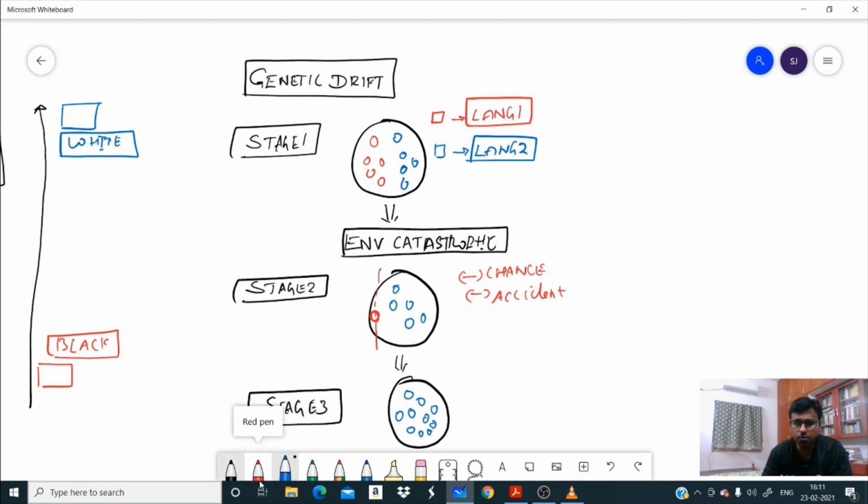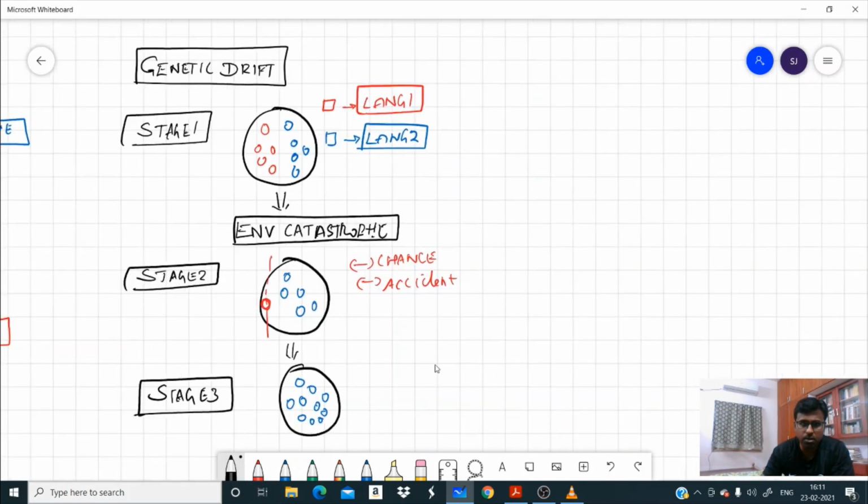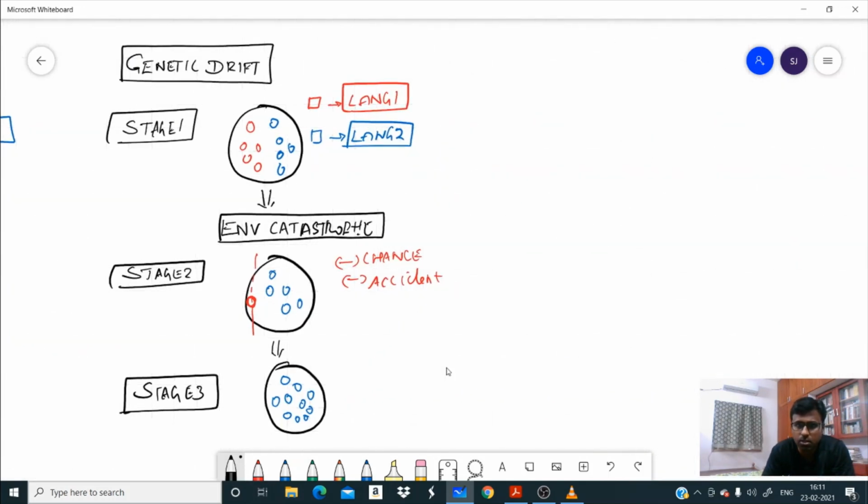If you see, this happened because of chance. And you should also know that this is the same thing as evolution. What is evolution? Change in allele frequency. Now see the change in allele frequency which is happening.